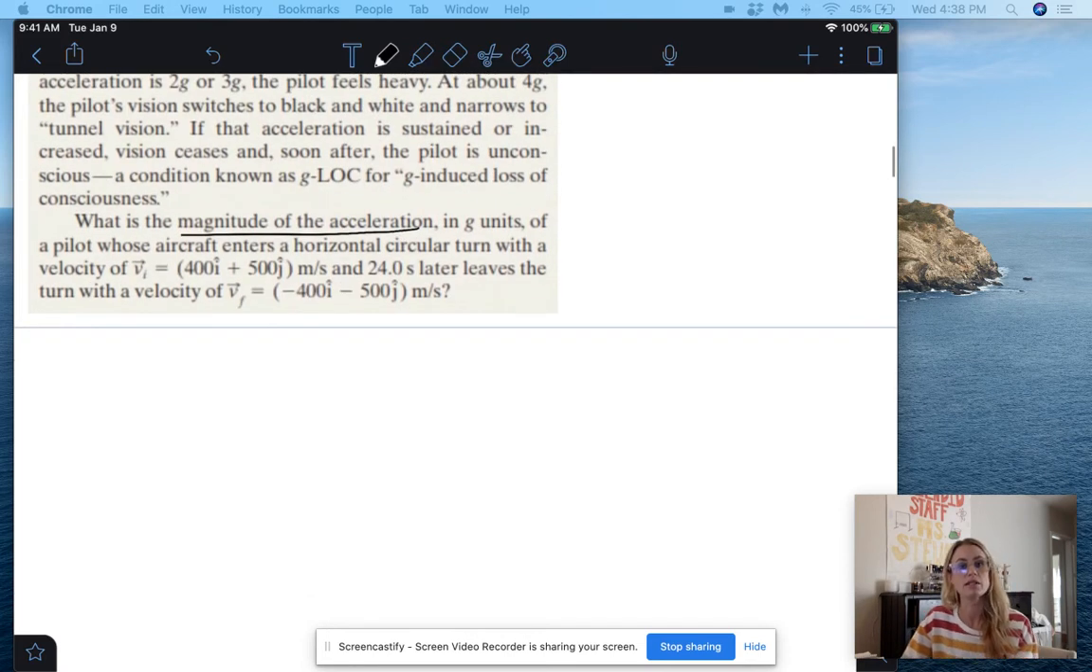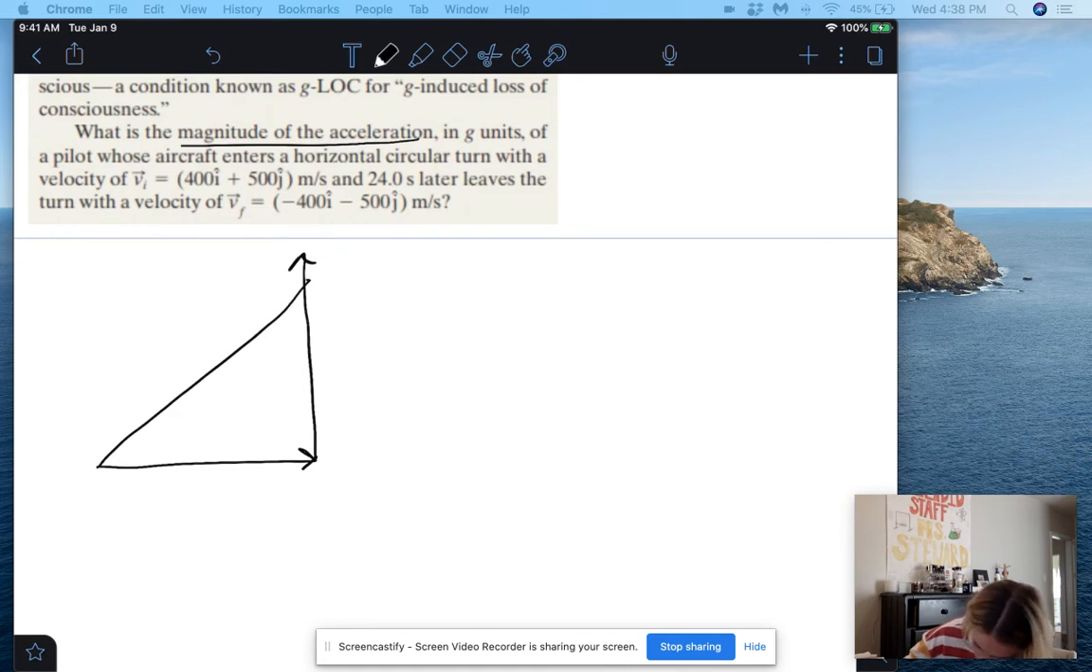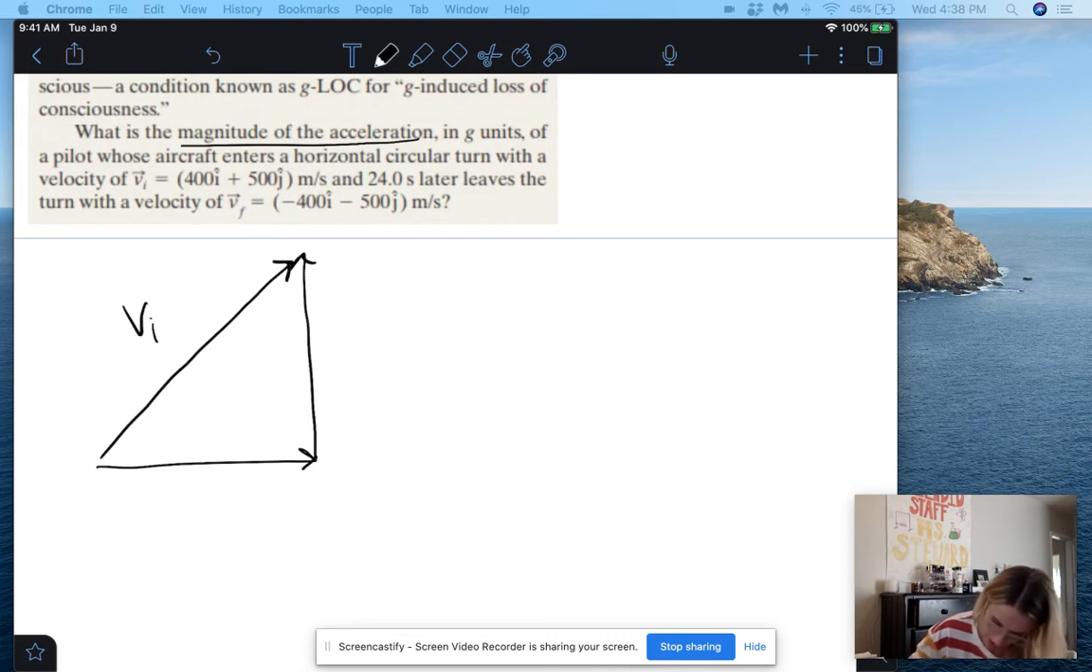So let's draw those velocities first, because I know we're given it in unit vector notation, but here we're talking about circular motion. So I want to know what's happening with the velocities in magnitude angle form. So I know the initial velocity has a positive x component and a positive y component. So there is my resultant vector for the initial velocity. So I have v initial y and v initial x right there.